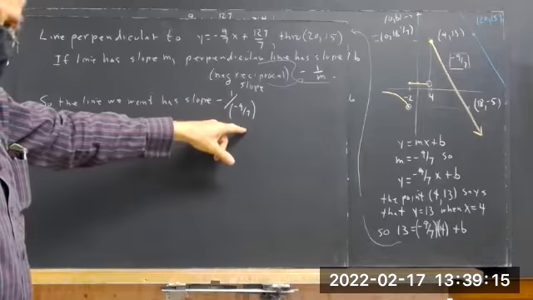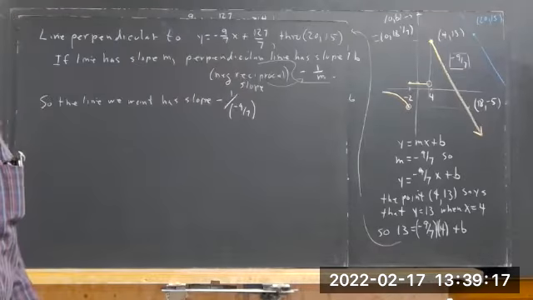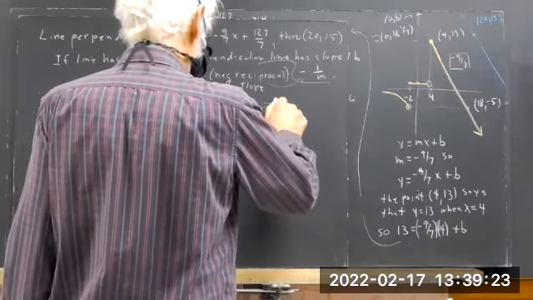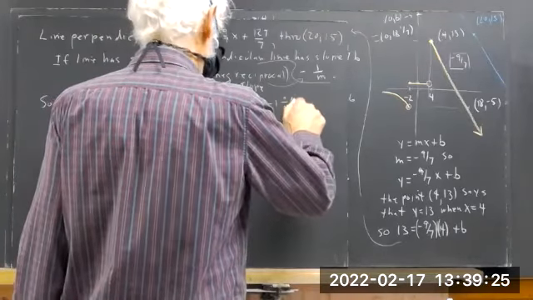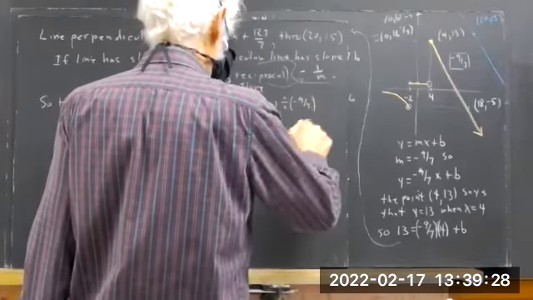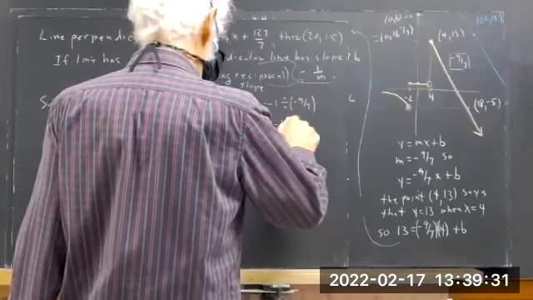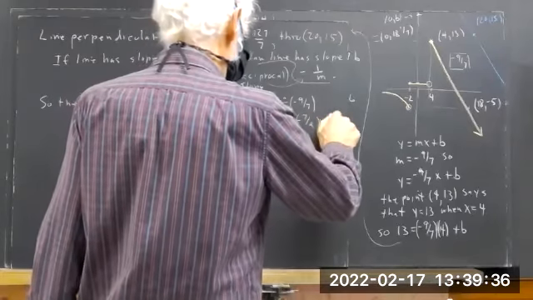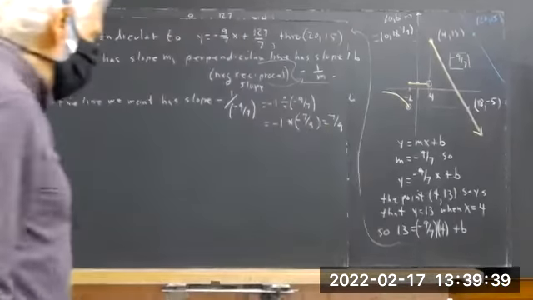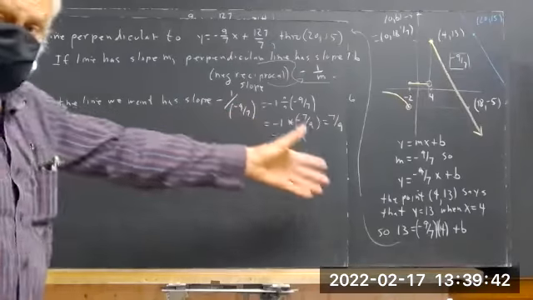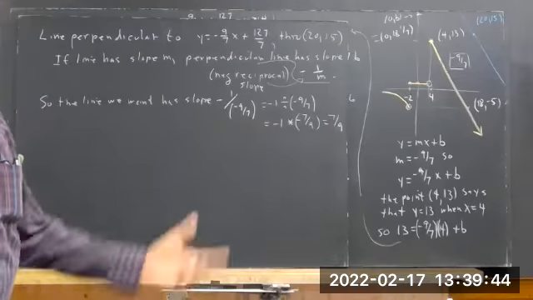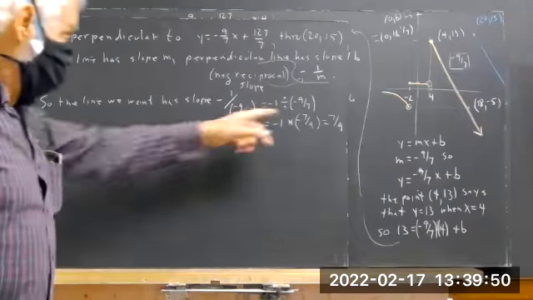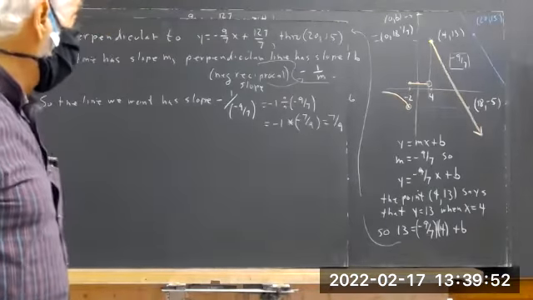Let's look at -1 over -7/9. That equals -1 times -9/7, which is 9/7. You understand that calculation.